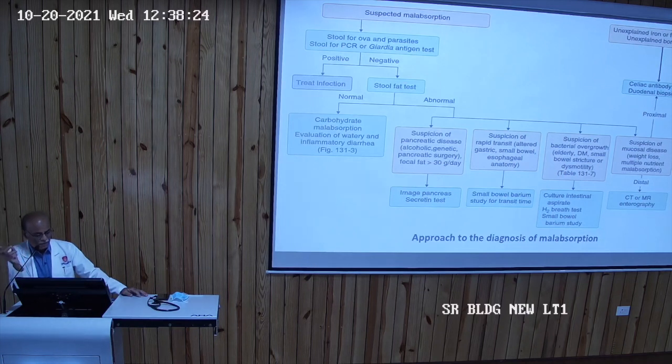If the stool fat is positive, there may be multiple causes: either a pancreatic cause, or there may be rapid transit, or there may be bacterial overgrowth and suspicion of mucosal disease. All these can lead to malabsorption syndrome. If the proximal gut is involved, we will go for the celiac antibody test, and duodenal biopsy is helpful. In the distal gut, you have to do CT/MR enterography.